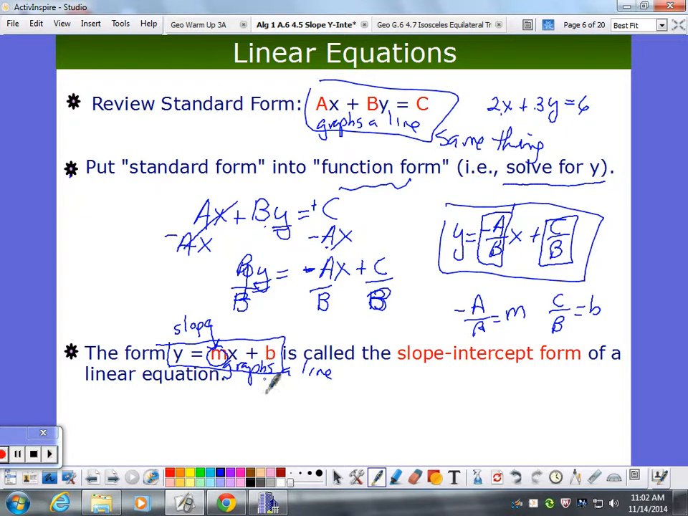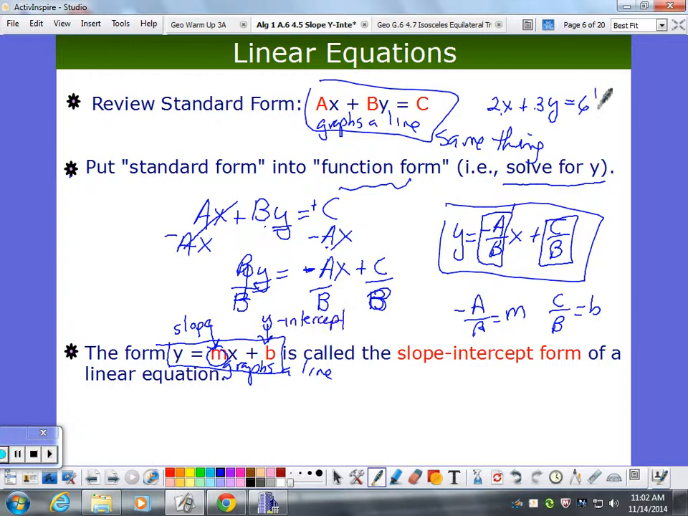And then b, well, let's think about b. If I replace x by 0 up here, if x is 0 and I solve for y, what did I just find? The y-intercept. So if I set x to 0 here, I get the y-intercept. So b is the y-intercept.